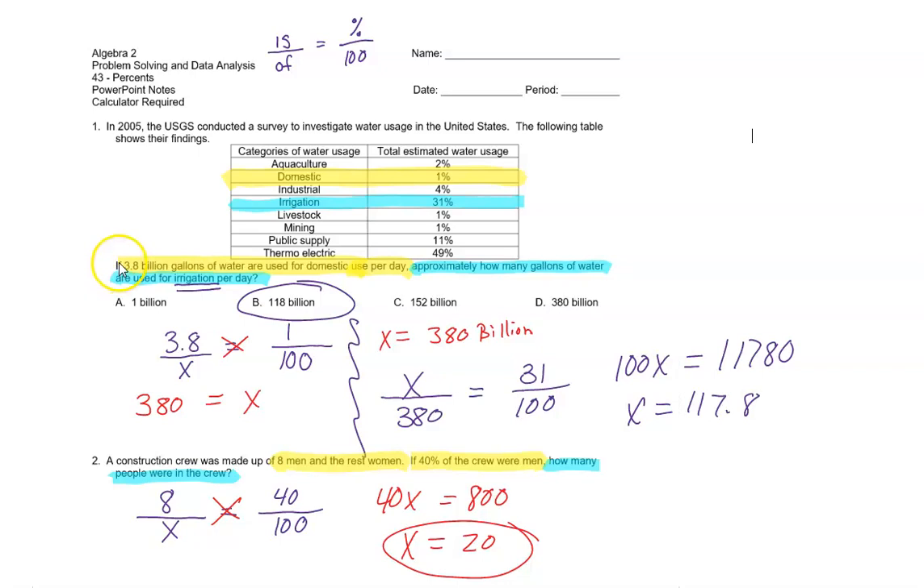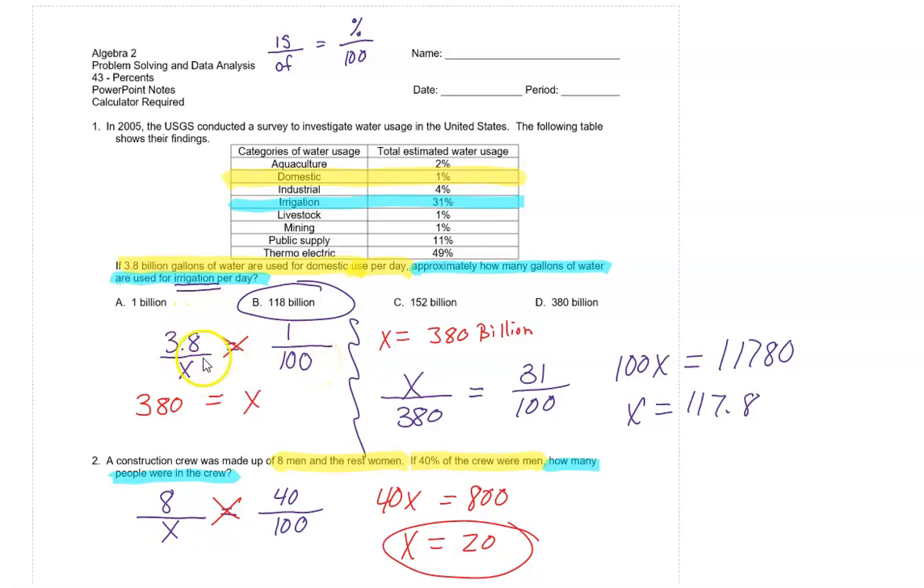The question time. This is where all the information comes from. If 3.8 billion gallons of water are used for domestic use per day, approximately how many gallons of water are used for irrigation? Well, the first thing we got to figure out is how much water is used in a day. We don't know the 100% yet. What I do know is it says 3.8 billion gallons of water are used for domestic. So using my table up here, domestic represents 1%. So I'm able to set up my first is over of. 3.8 represents 1%. X represents the total that I don't know equals 100.